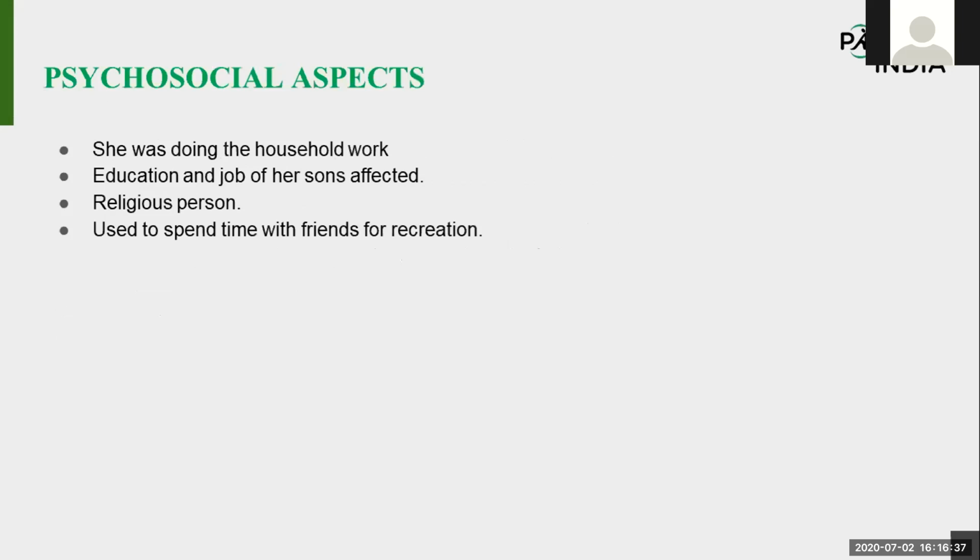So her psychological aspect, she had 2 sons and she was doing all the household activities. So now she's worried about the education and job of her son because she won't be able to do all the household works. Also, she was a religious person who used to go to the temple and all that also will be affected now. And she used to spend time with the friends, that is neighbors, by chatting and all.